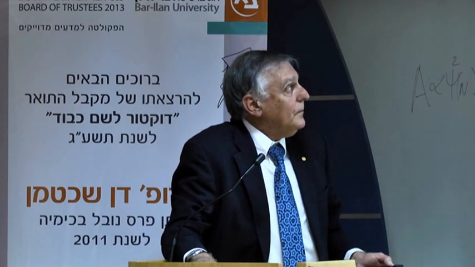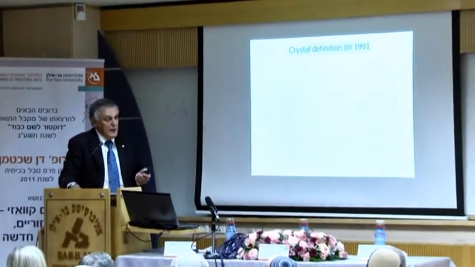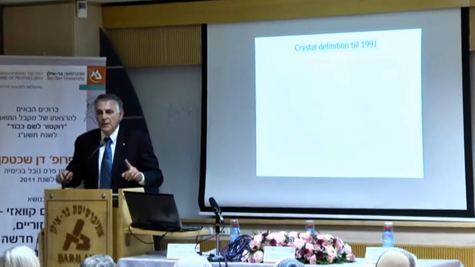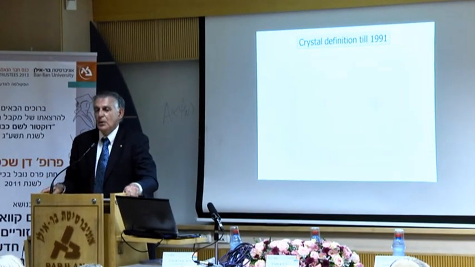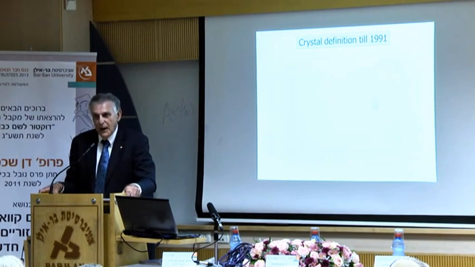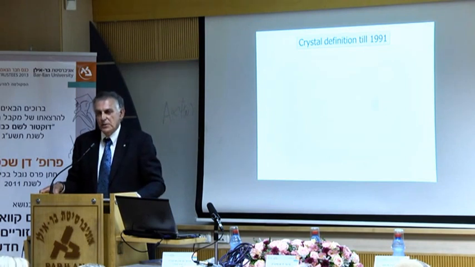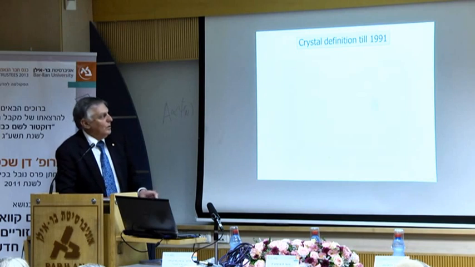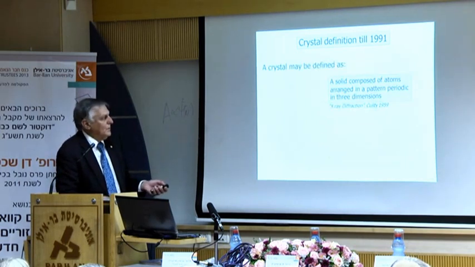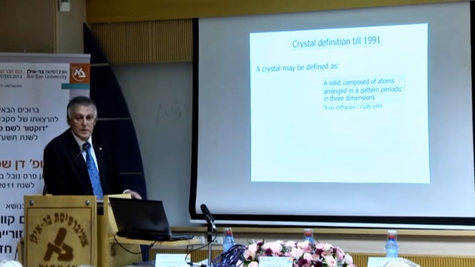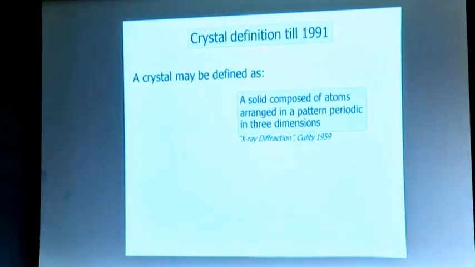So this is crystallography. Now, based on the results of von Laue and his followers, and all the crystals that von Laue studied and all the crystals that were studied after von Laue, we had two things in common. Number one, they were ordered, and therefore crystals, and they were also periodic. All of them were periodic. Hundreds of thousands of crystals were periodic. And so based on this huge number of observations, a definition of a crystal was formed, and here are two examples. This is from a book by Kaliti, X-ray diffraction by Kaliti, and a crystal may be defined as a solid composed of atoms arranged in a pattern, periodic in three dimensions. A crystal is ordered and periodic. That's it. That was a crystal. Very simple, straightforward.